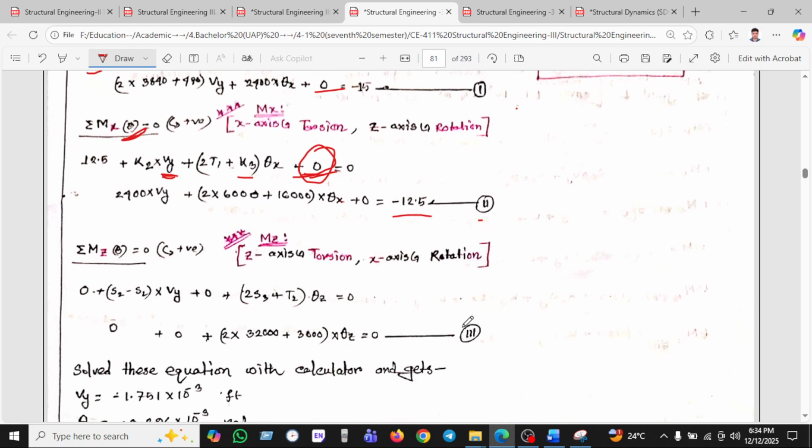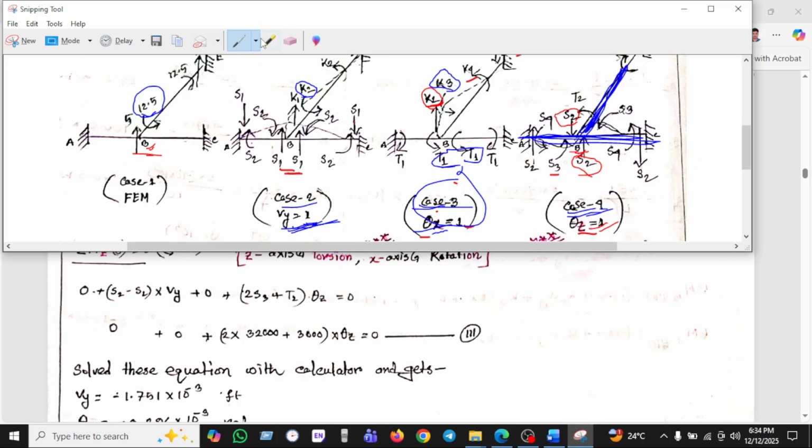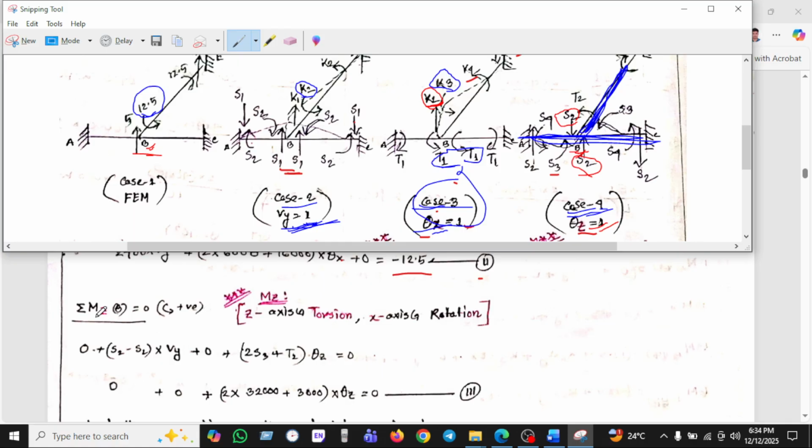In the same way, we are calculating the mz. So now we are calculating the mz. Please pay attention. We are calculating moment of z-axis at point B. Okay, so in the first case, the moment is here. There is no moment. That's why 0. There is no fixed-in moment. That's why 0. So now we will go to case 2.